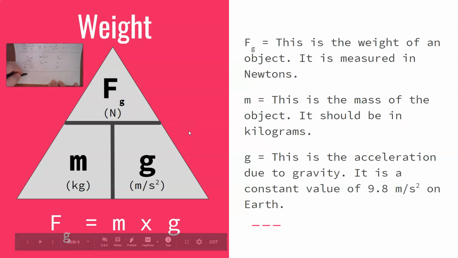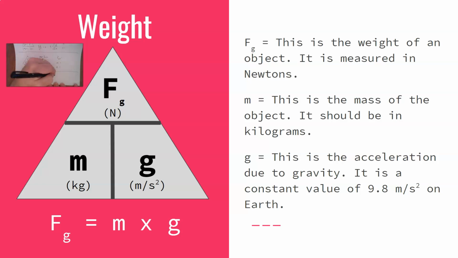Okay, and this is the weight one. So we call this F of G. That stands for the weight, and that's going to be in newtons. And again, this is mass in kilograms. And this is G for gravity. Okay, so G now is for gravity because gravity is a type of acceleration. So this is our weight. And this is F of G equals mg.